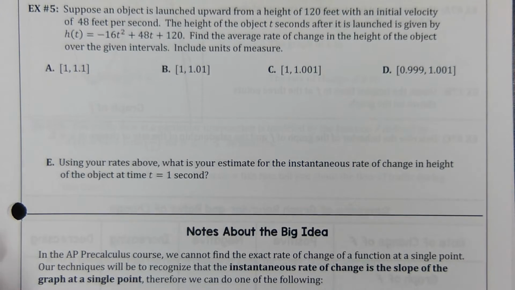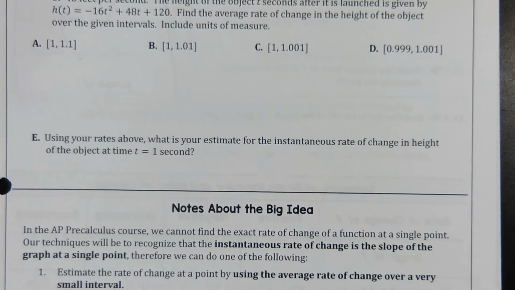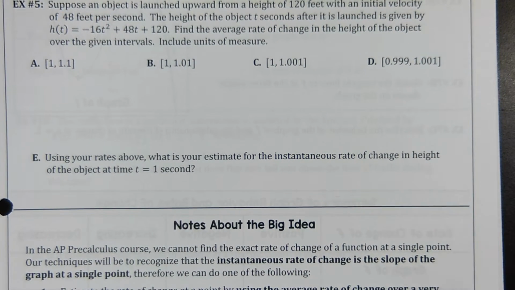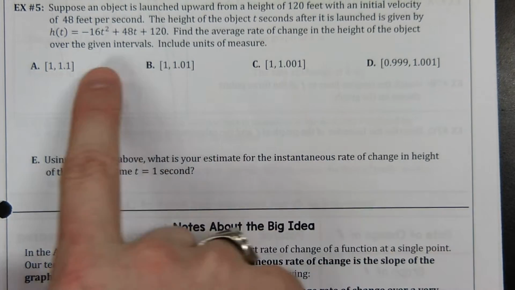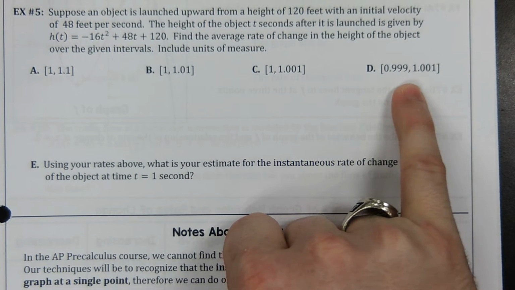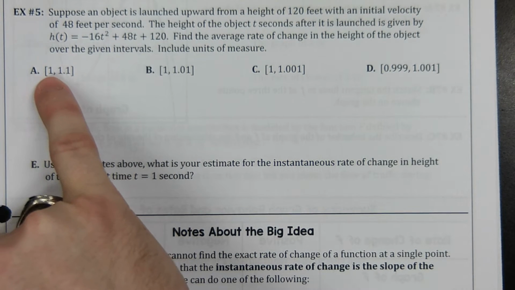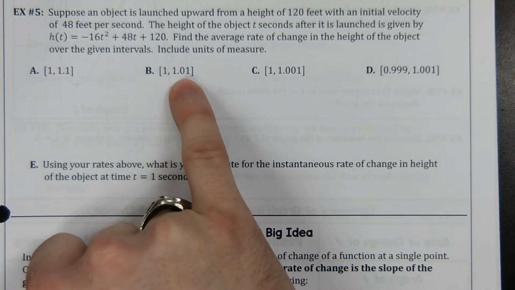So suppose an object is launched upward from a height of 120 feet with initial velocity of 48 feet per second, then this is the equation that models the height over time in seconds. It says find the average rate of change in the height of the object over these time intervals, and make sure that you include measurements. So what did we do? First we're going from time equals 1 to time equals 1.1. Then we're going to go from time equals 1 to time equals 1.01.